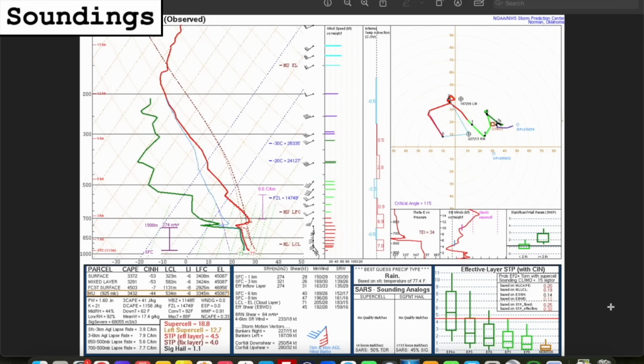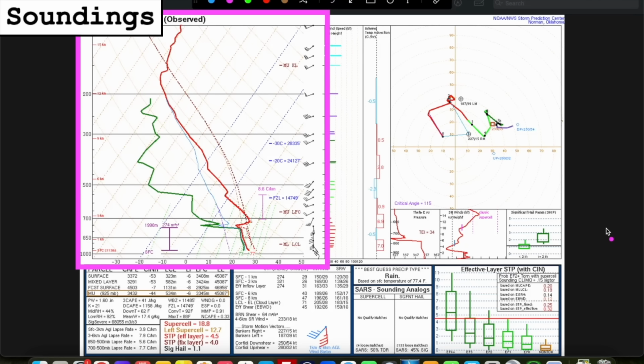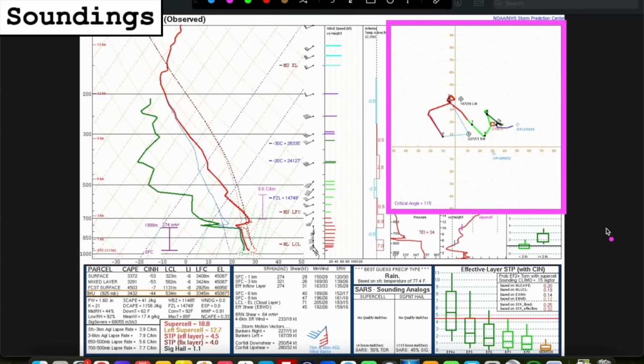This is an example of a nice sounding that's been compiled by sounding software. After the raw data has come back, this is what it looks like. So the sounding is basically split into two main parts. On the left here, we have the Skew-T, and on the right, we have the Hodograph. We'll start here on the left with our Skew-T diagram.